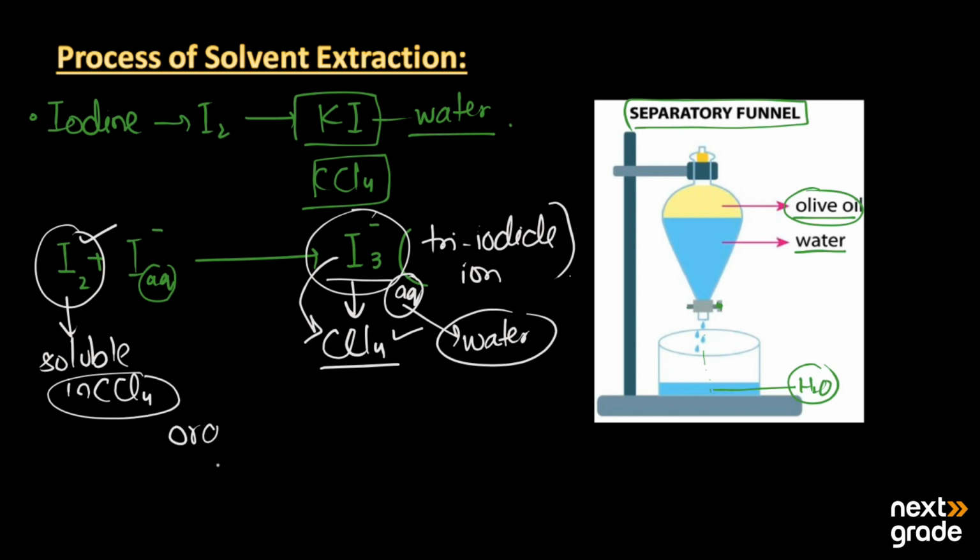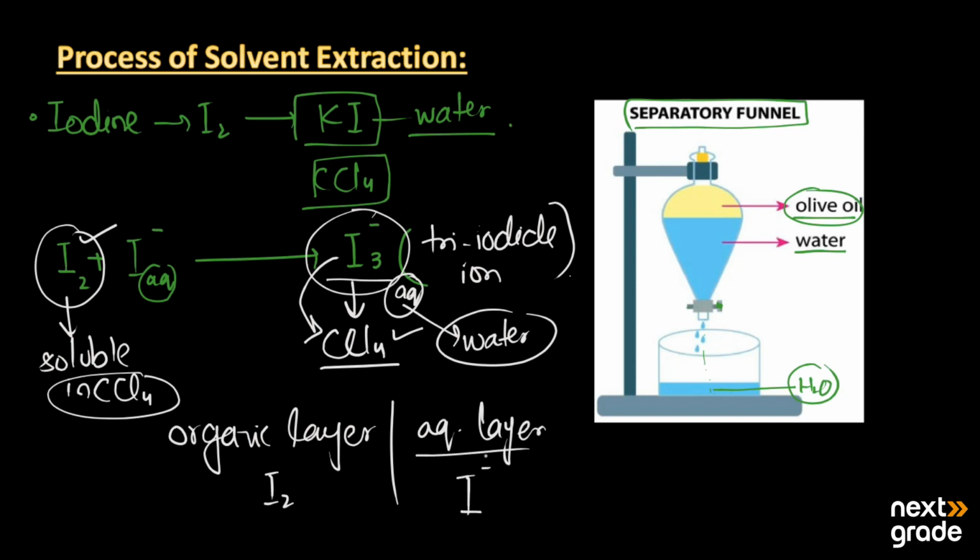The next step is that the iodine molecules will be in the organic layer as I2, and in the aqueous layer just the iodide ions are left behind. In this way, we can separate out this organic layer, which has more dissolved iodine in it. And all this process takes place on the basis of the law known as the law of distribution.